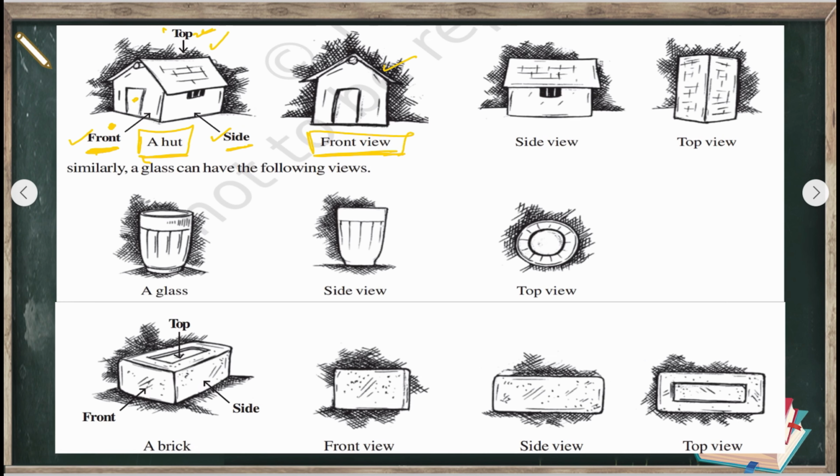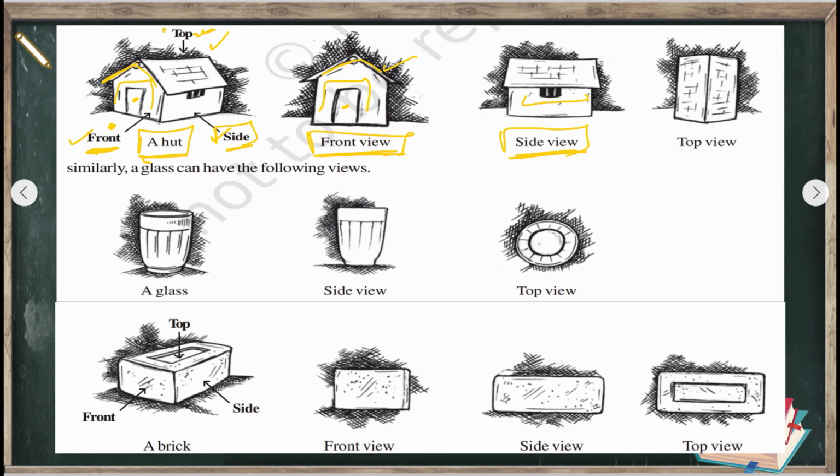Okay, you will see a door here, this wall here and then the rooftop, which is here. Similarly, if you stand on one side of this hut, now you have to imagine how this hut will appear to you. So you will draw that under the heading side view.